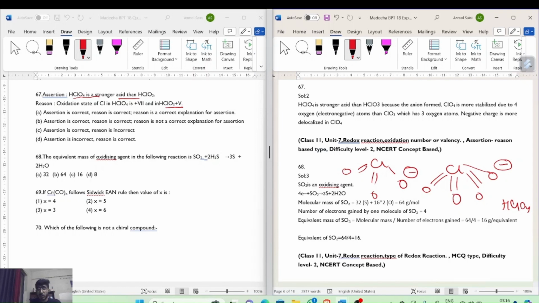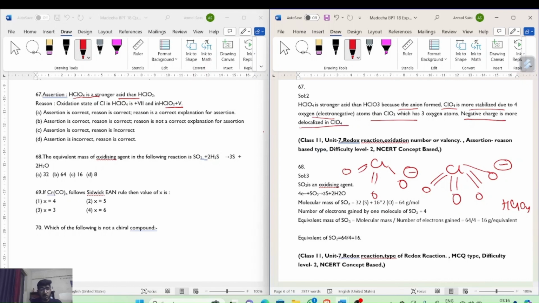Now here we can see that the negative charge is managed by three electronegative oxygen atoms, but here the negative charge is managed by four, a greater number of oxygen atoms than in HClO3. So HClO4 is a stronger acid than HClO3 because the anion formed in HClO4 is more stabilized due to 4 oxygen atoms, which are more electronegative. So the negative charge is more delocalized in HClO4.